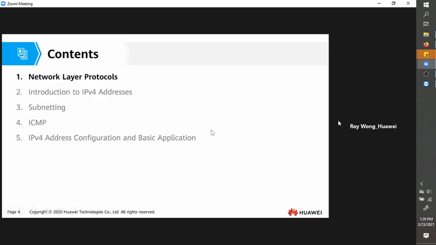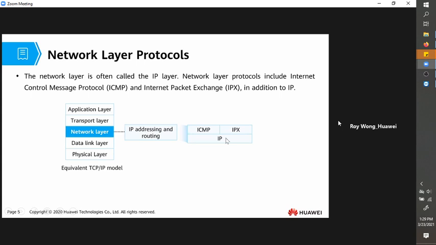And here's the content. The network layer protocol. Okay, first of all, the network layer is often called the IP layer. The network layer protocols include the Internet Control Message Protocol (ICMP). Okay, masa kita buat itu tracer atau ping kan, protokol yang guna untuk ping sebenarnya ialah ICMP. Then you boleh nampak semua IP kan, ia manage daripada layer 3 ni, network layer. So that's why we call this the layer 3.